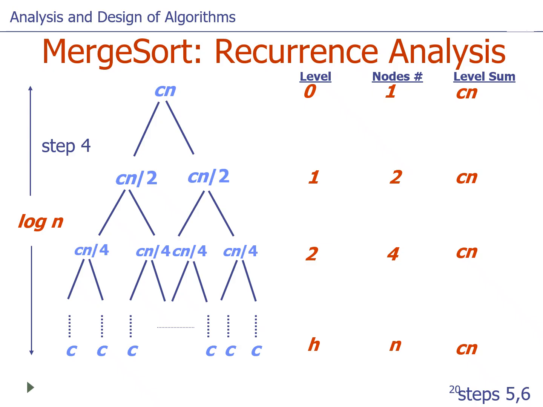What I'm going to do next is total the effort I am doing in every level. So the first level is cn, the second level is cn/2 plus cn/2, which is cn, then cn/4 plus cn/4 plus cn/4 plus cn/4 is cn, and it goes like this. So now I know how much work I'm doing in every level.